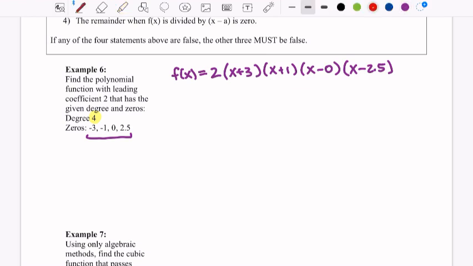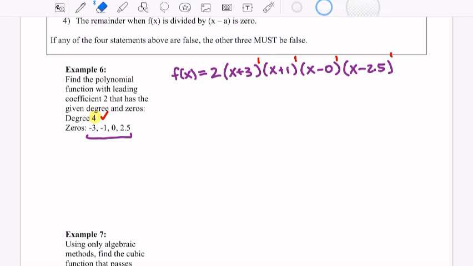I don't know about you, and I can't see you right now because you're at home watching this video, but I don't think that any of these terms need to have a multiplicity other than 1. Because that degree of 4 tells us that each of those 4 zeros already has a multiplicity of 1: 1, 1, 1, and 1. So adding all of those together gives us 4, so we're good to go from there.